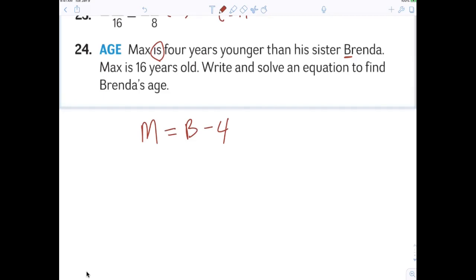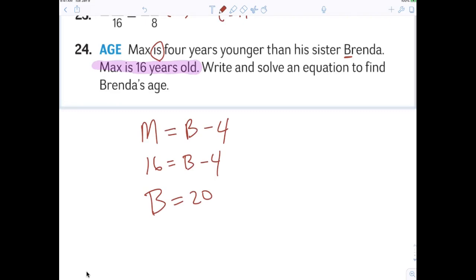Now, in the next sentence, it tells us that what? Max is 16. So wherever I see an M, I can put 16. So there you have it. So 16 is equal to B minus 4. So now you can tell me how old Brenda is. 20. Brenda is 20. So B is equal to 20. That's what I want you to be able to do, guys. That's what I want you to be able to do when you see a word problem. You translate from the word problem into an equation, and then you solve the equation. Is everybody okay with that?